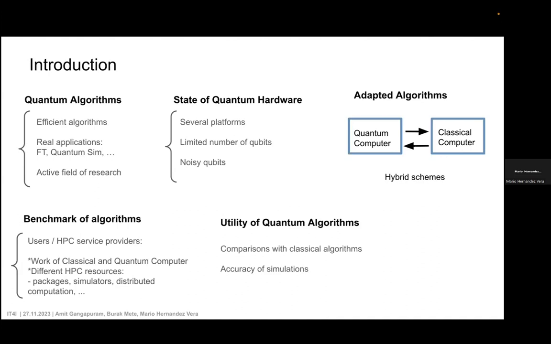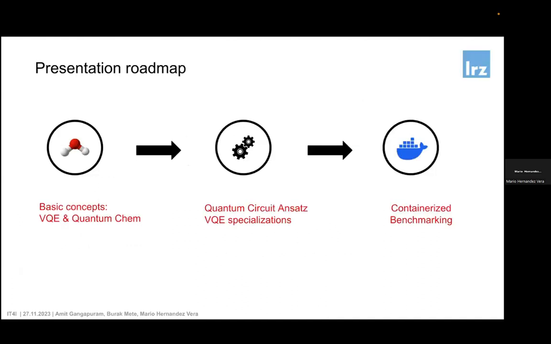So in the next slide, I will present the roadmap of this presentation. We will start with the basic concepts of VQE for quantum chemistry and some concepts of quantum chemistry. Then my colleague Burak will go deeper into these topics and will talk about some specializations that can be used as well. And finally, Amit will finish talking about some specific type of containerized benchmarking.